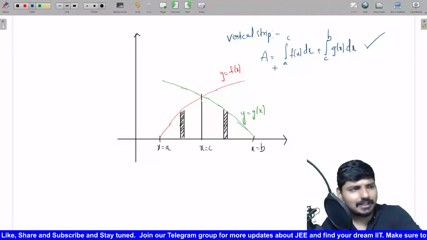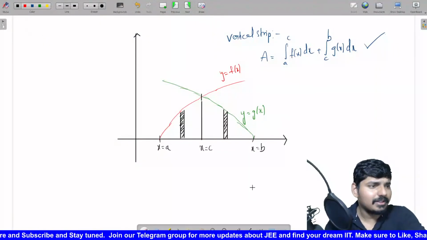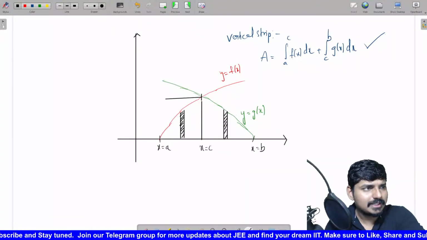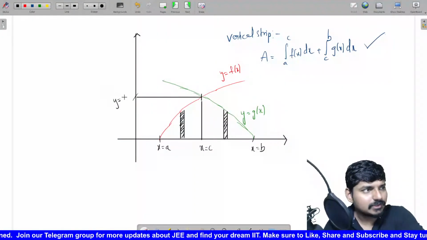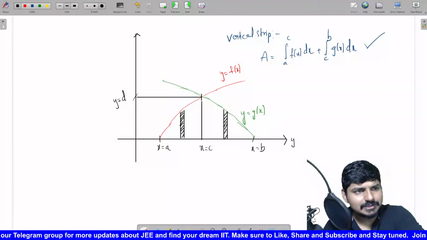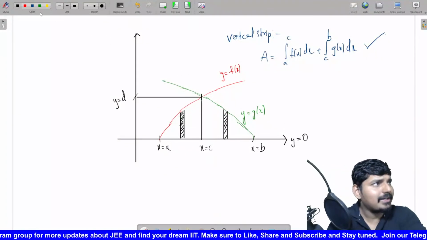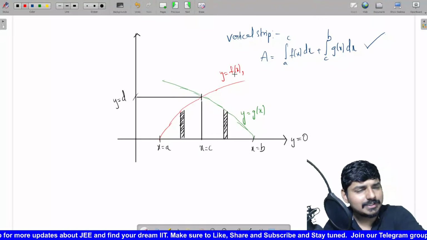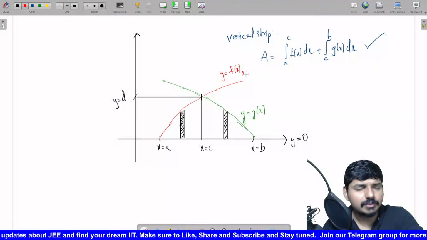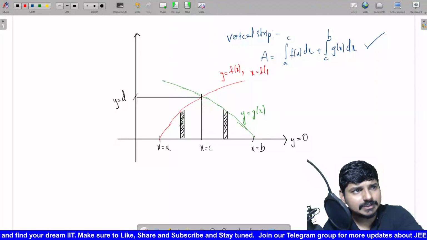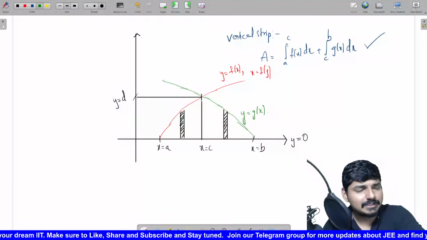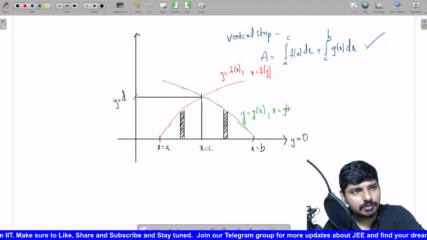Let me take another point for you. At x equal to c, let us say the value of y is d. So this is y is equal to d and this is y is equal to 0. And let me write the equation of y is equal to f of x in terms of y. Let me write it as x is equal to f of y, for example, and let us say this is x is equal to g of y.